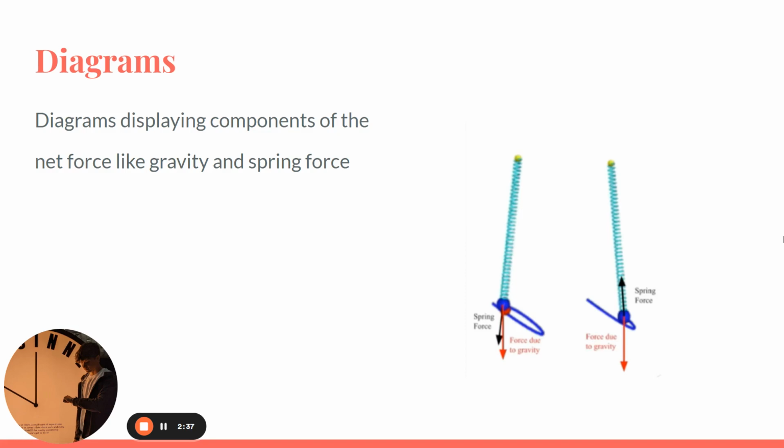So for the diagrams, we can see that it displays the components of the net force broken up into its separate forces, which is the spring force and the force due to gravity. Force due to gravity is always down, and the spring force will point either towards or away from the origin of the spring, depending on whether it is compressed or relaxed.